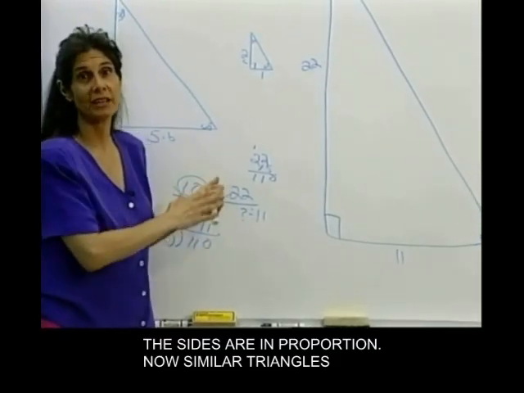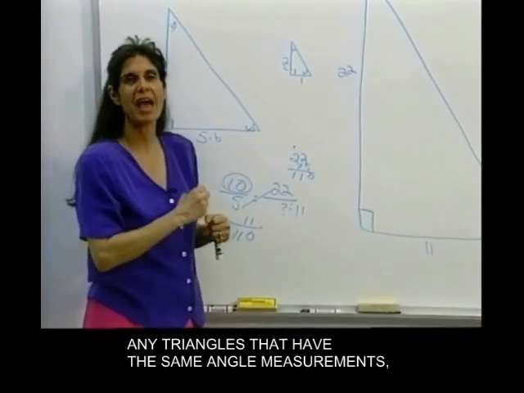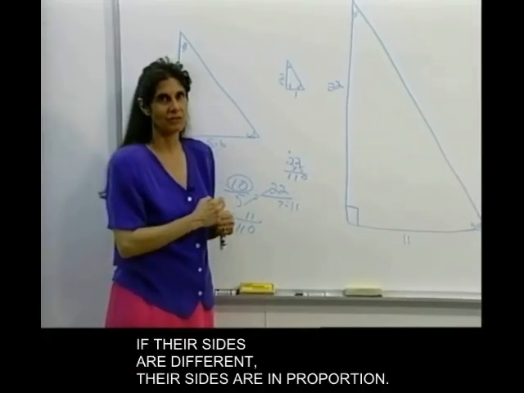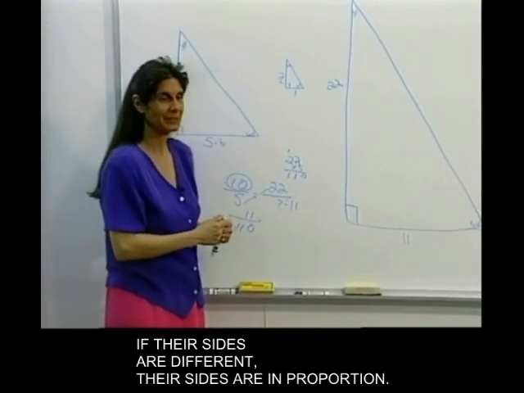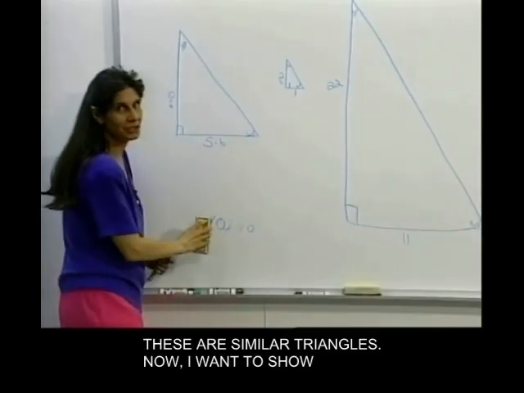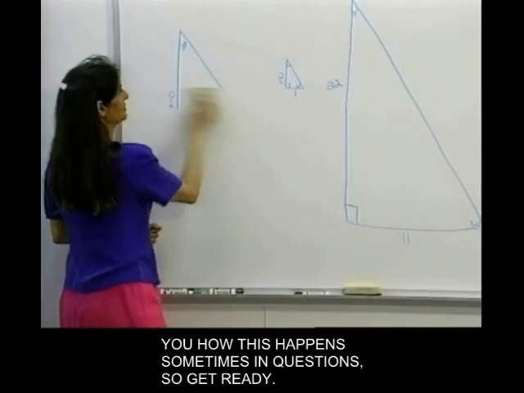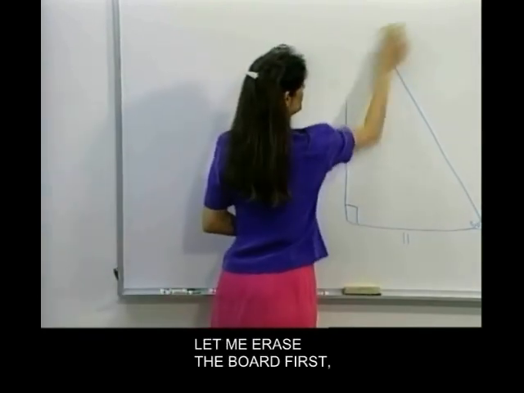Now, similar triangles don't only have to be right triangles. It's any triangles that have the same angle measurement. If their sides are different, their sides are in proportion. So these are similar triangles. Now, I want to show you how this happens sometimes in questions. So get ready. Let me erase the board first.